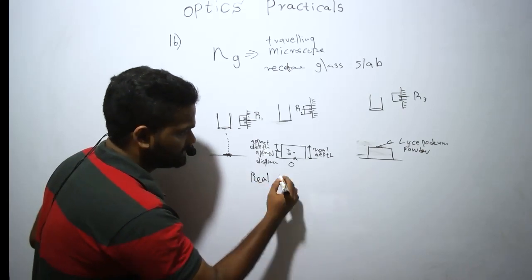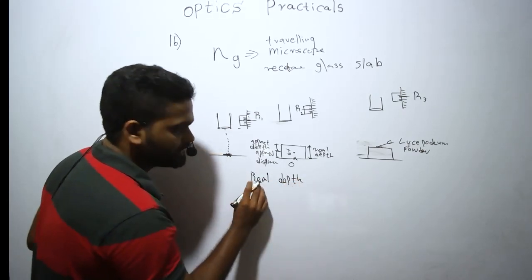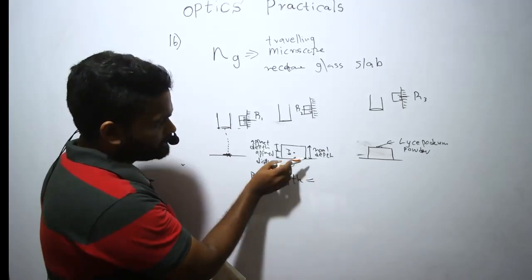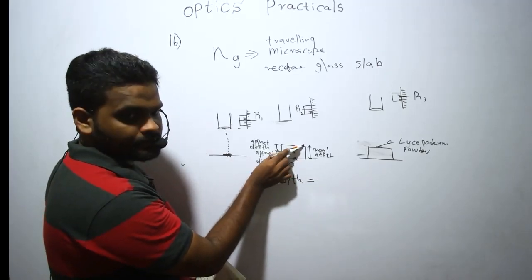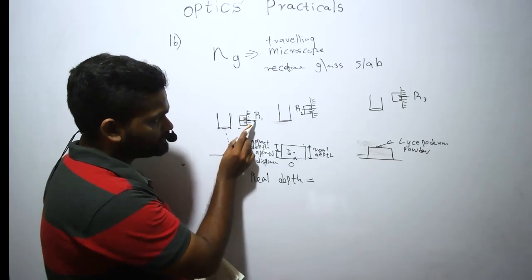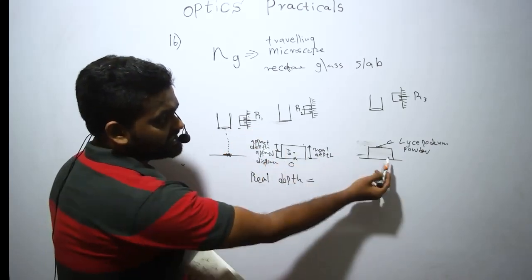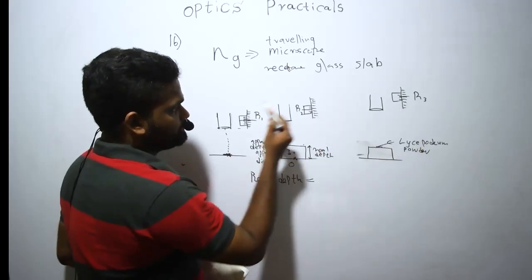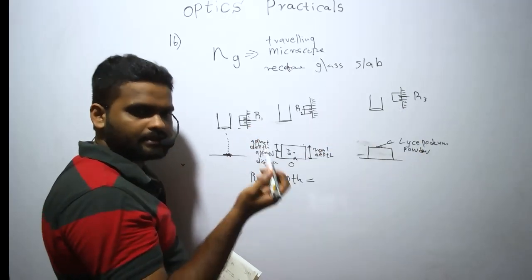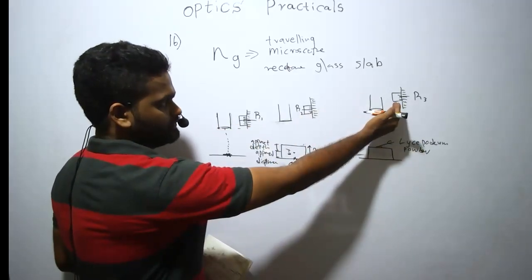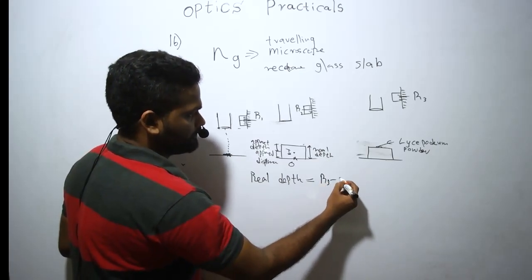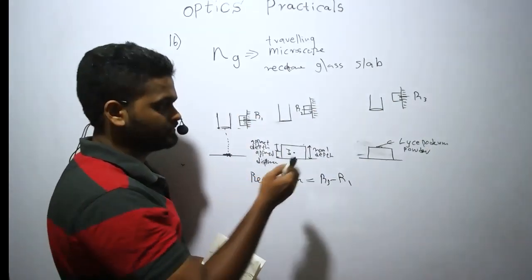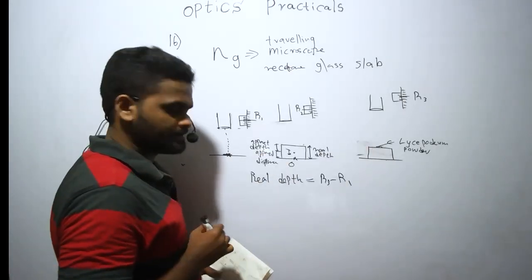As I'm writing, take notes. Real depth is what? This much is the real depth. Here it is focused to R1. Here it is focused to the top of the glass slab. So R3 minus R1 should be the real depth, right? If you don't understand, let me know. R3 minus R1 is the real depth or the thickness of the glass.